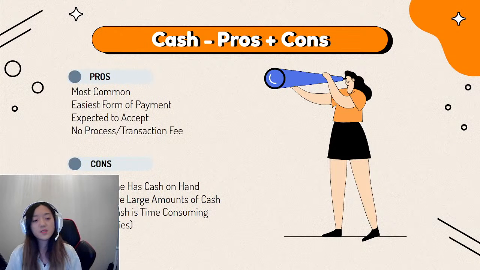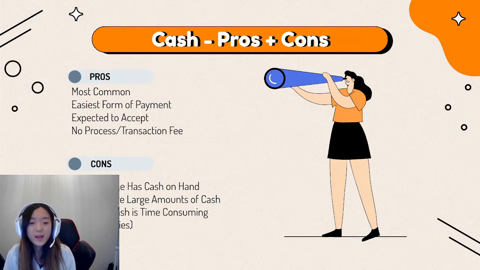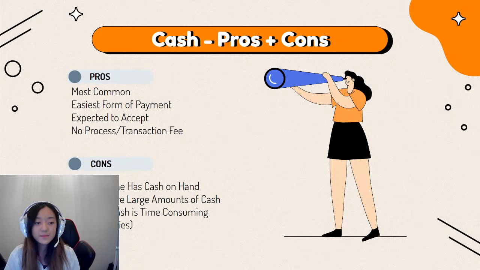Let's go into some of the pros and cons. So, the first one is going to be cash. Cash is the most common method, but nowadays with the increase of online shopping and contactless payments in favor of COVID, of course, this method has been cut down drastically. The benefits of accepting and making transactions with cash is that it's the easiest form of payment. And for businesses, you will be expected to always accept cash if it is not a strictly online business. There are also no processing or transaction fees like some other payment methods.